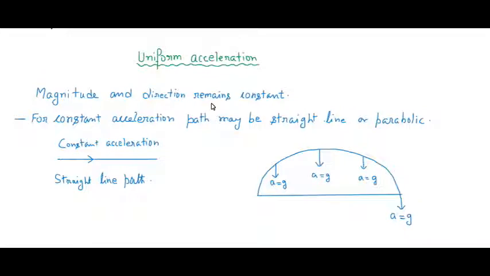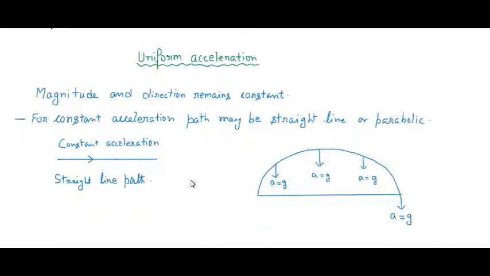What is uniform acceleration? A body is said to be in uniform acceleration if the magnitude and direction of the acceleration remain constant during the motion of that particle. Fine. The keyword is magnitude and direction remain constant. Then the motion of the particle or object is called uniform acceleration. So let us see how we can explain uniform acceleration.